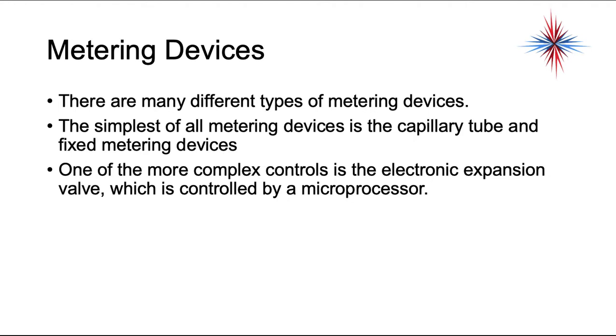The simplest of all metering devices is the capillary tube and the fixed metering devices. One of the more complex controls is the electronic expansion valve, which is controlled by a microprocessor. And just as a side note, you get what you pay for. So as you go up in metering device types, you will also go up in cost.